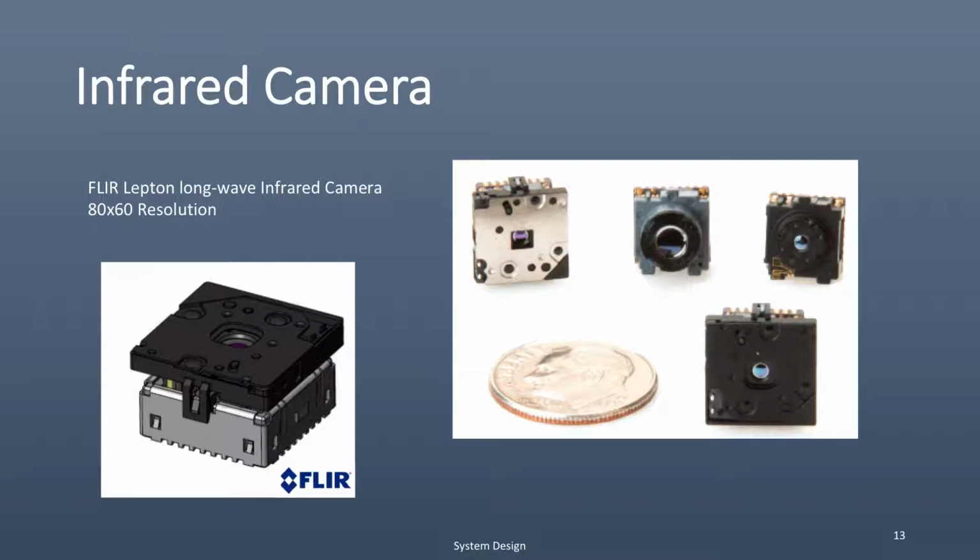These are some images of the camera that we chose. FLIR Lepton, long-wave infrared camera, but it only has a resolution of 80 by 60. However, each individual pixel is able to detect heat sources very well compared to a higher resolution camera that is not in the spectrum.